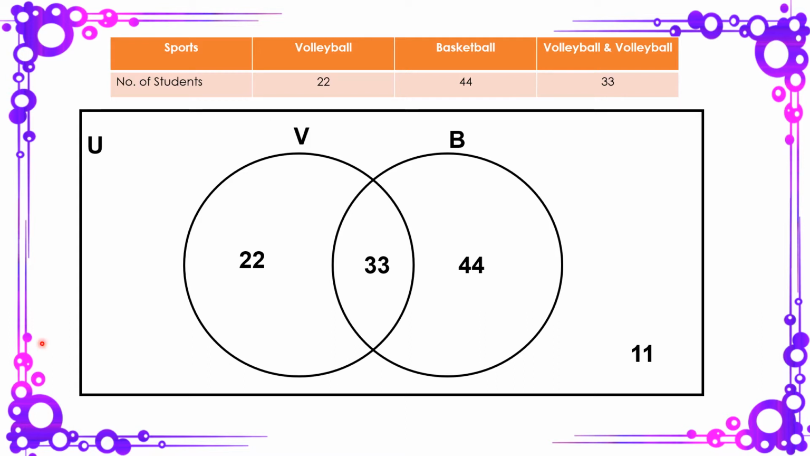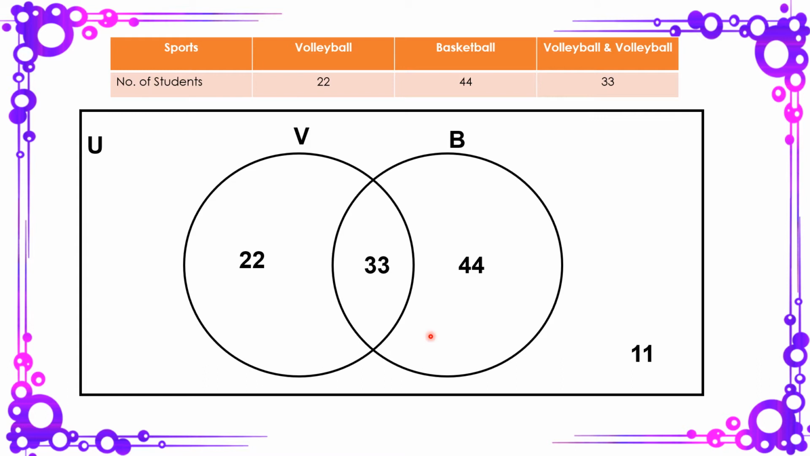analyze the given data from our problem. Again, the sports given is the volleyball, basketball, or the number of students who choose volleyball and basketball. So we have here the number of students for volleyball is 22, for basketball 44, and for both sports, volleyball and basketball, we have here number of students 33.